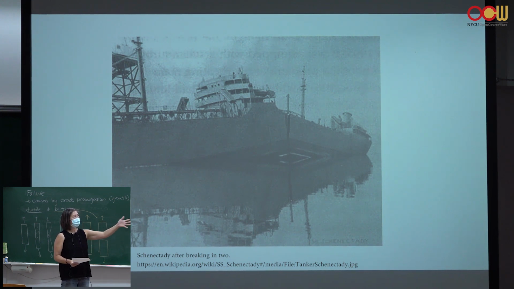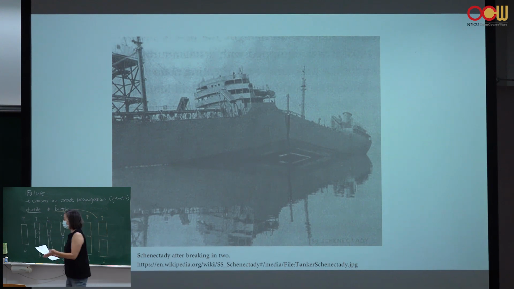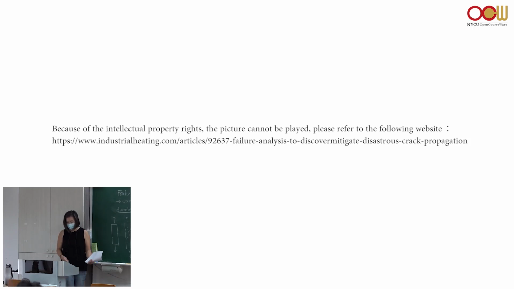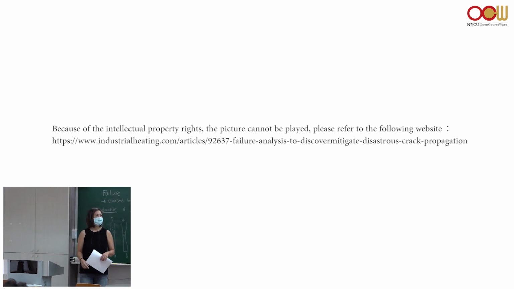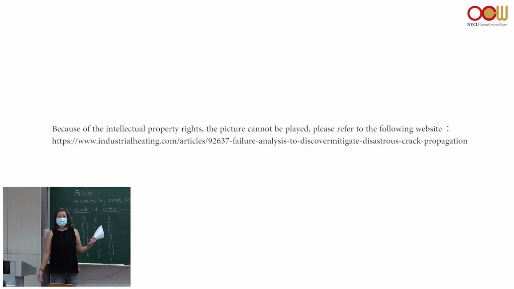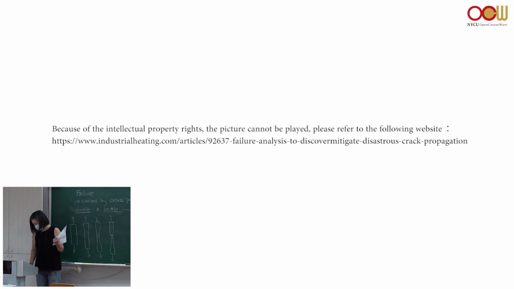So this was a ship being built in the US, and while it was being built, the body of the ship cracked in half. So it's a brittle fracture. There was no warning, it just cracked in half. This is a case where the fuselage of the airplane came off. And so there was no warning, it was a brittle fracture. The plane had been flying just fine, and then all of a sudden it disintegrated.